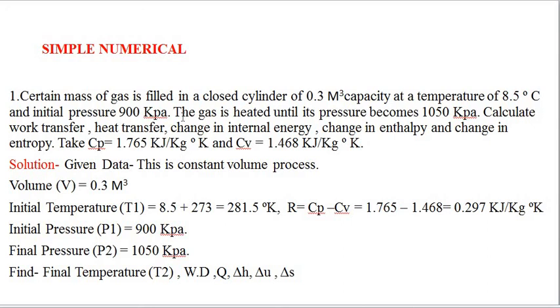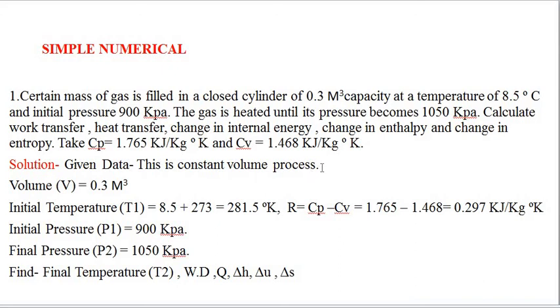Now specific heat at constant pressure and specific heat at constant volume values are given in the problem. So you have to first write down the given data in a proper manner. We have to write first which type of process this is, which ideal gas process we are solving, and that should be noted in the given data. So this is the constant volume process.